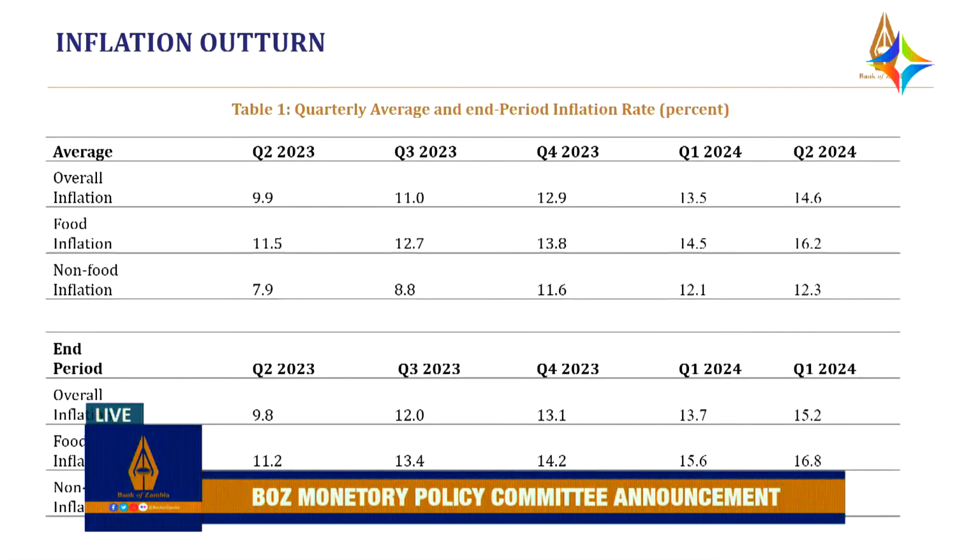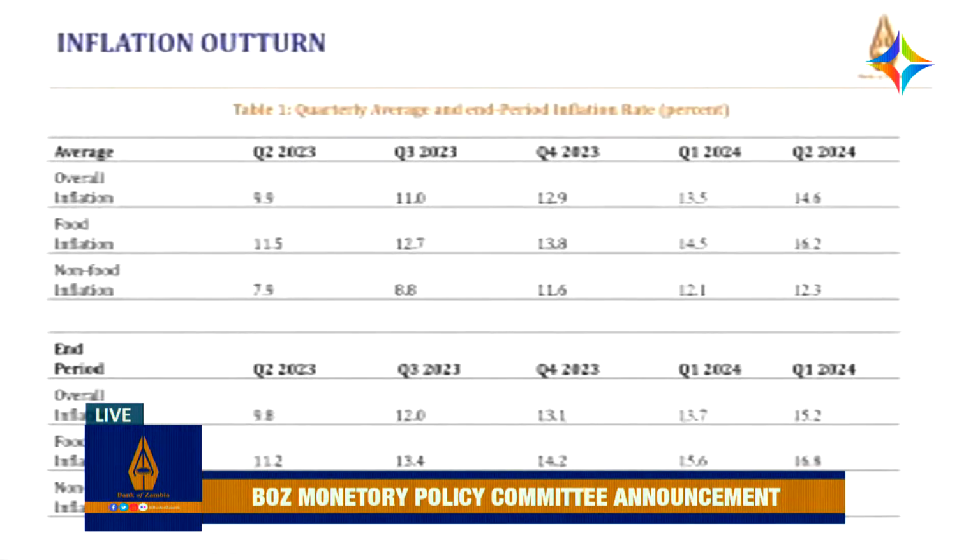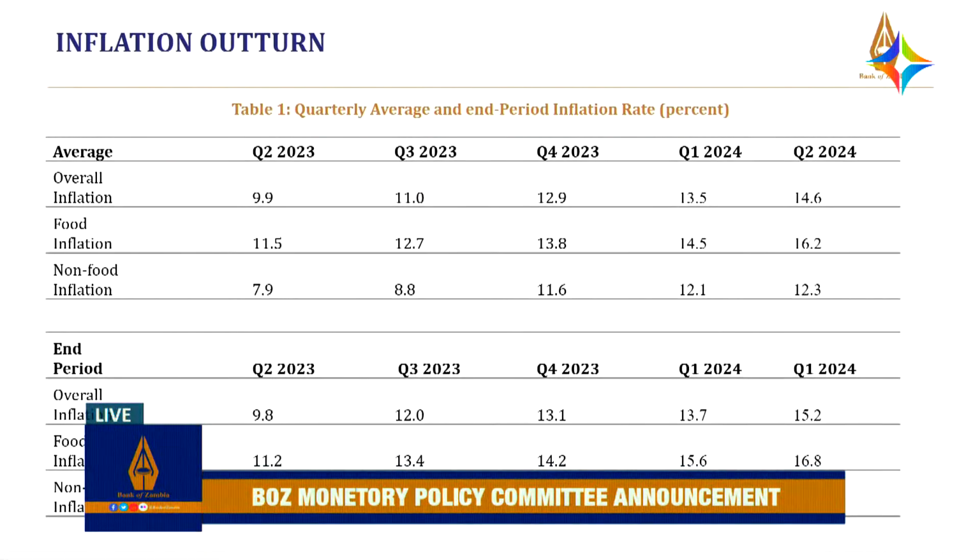So turning to the upper part, you note that the average inflation, as I indicated, has risen to 14.6%. This is the last column on that table, and it has moved from 13.5% the previous quarter. Now, if you look at the components, clearly food is the major driver, which has moved to 16.2% from 14.5%. Non-food inflation, on the other hand, has gone up, but not by that significant magnitude, from 12.1% to 12.3%.